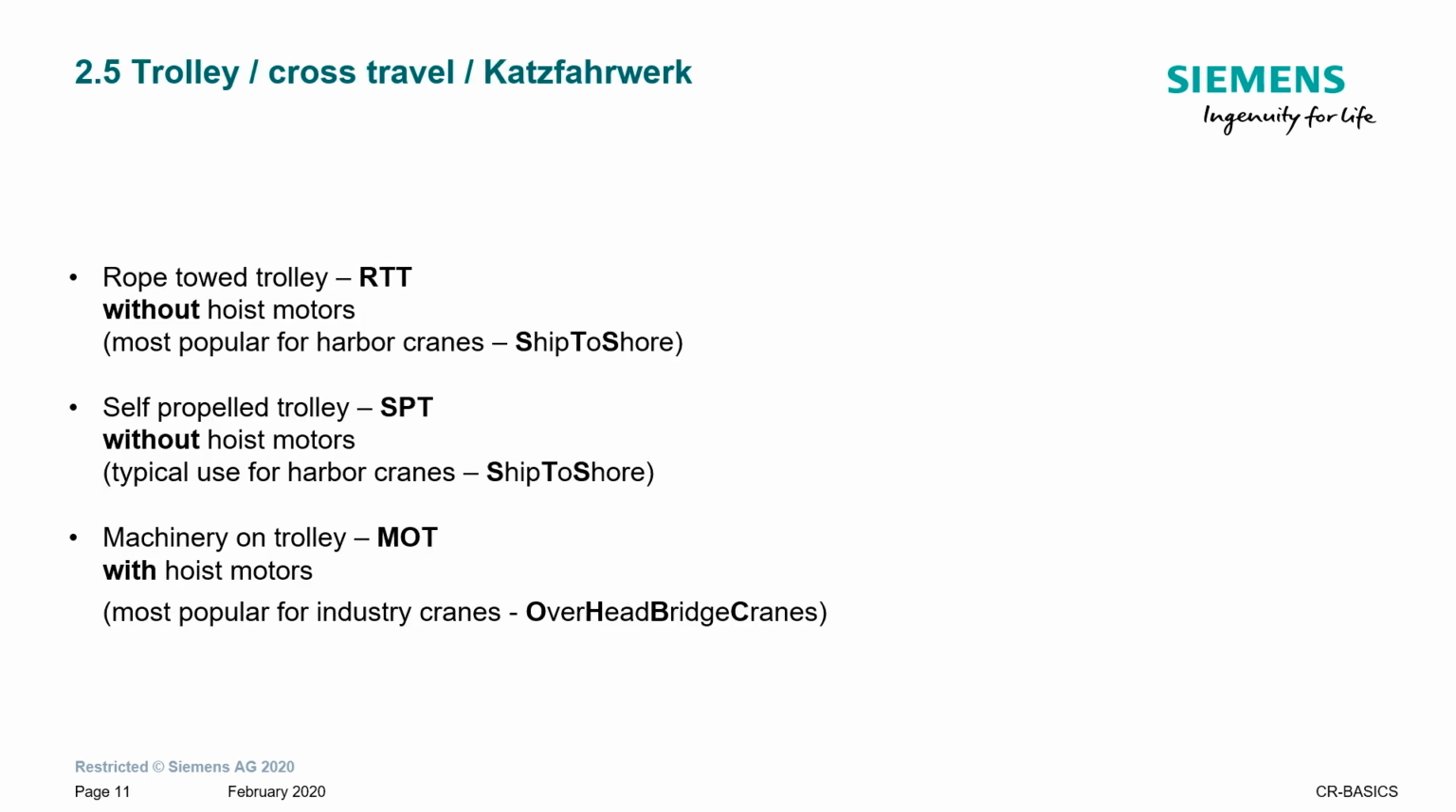We start now with cross travel, the trolley. We have 3 different types of trolley, Katzfahrwerk in German. We have the RTT, which means rope-towed trolley. We have the SPT, which means self-propelled trolley. And we have the machinery on trolley, MOT. You see the difference very easily. With RTT and SPT, the hoist motor is not on the trolley, and with MOT, as the name says, machinery on trolley, the hoist motor is on the trolley.